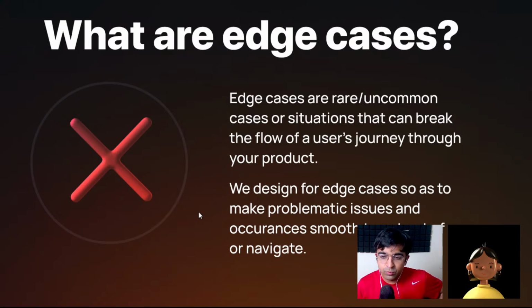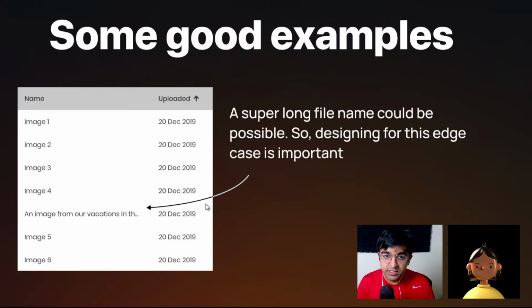Also, we design for edge cases so that even if there is an issue or a problem with the user's journey, he can get out of that problem. How can he resolve that problem or get back to the usual ideal user journey, or wherever he was, he can smoothly get back to that position. So we're just going to begin with a few good examples of edge cases, what they can look like. There can be very extreme cases as well, which I'll discuss in a minute.